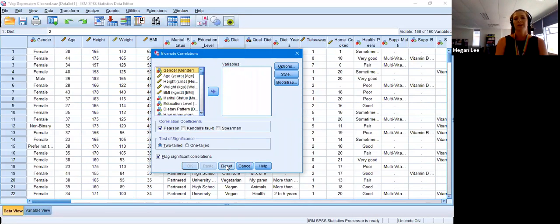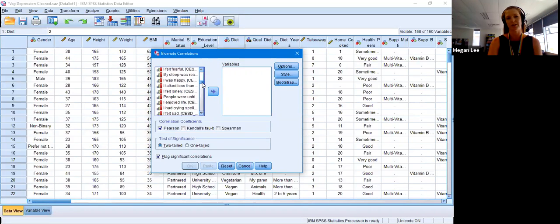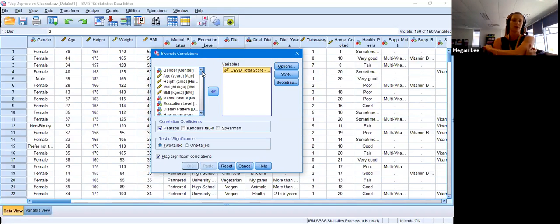Reset. Now, correlations can only be done on continuous data, which is fine with us because we're only really interested in the continuous data anyway. We'll always put our outcome variable, which is depression, first, so that the table is easier to read. Outcome first, and then any of our demographics and our confounding variables that we want to see.